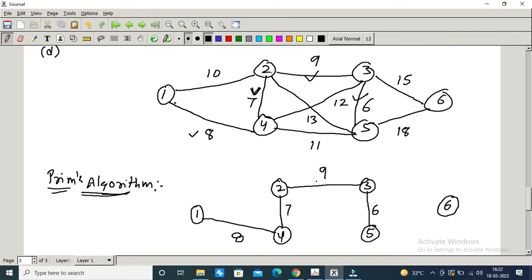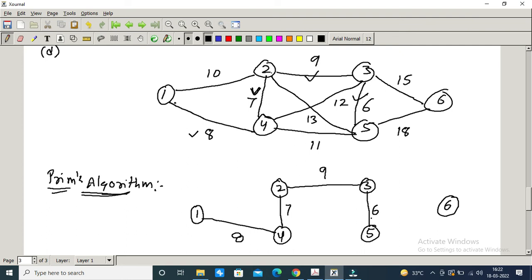Now, the condition is that it doesn't form a cycle. And what is a cycle? A cycle is like a loop, right? It is when we start from one vertex and we reach that same vertex. So the starting and ending vertex is the same, so we say that it forms a cycle. If I connect 4 to 5, then it will become a cycle. If I connect 3 to 4, it will become a cycle. So we have to avoid that. So this will be your tree.